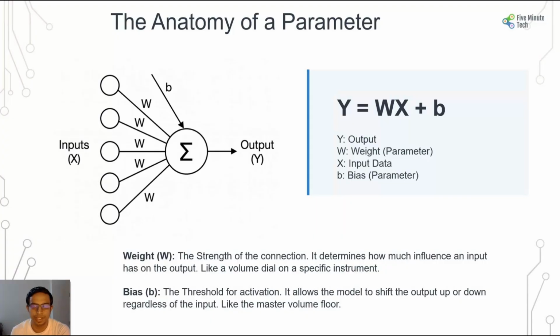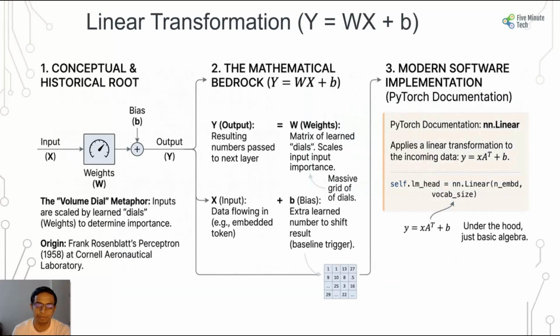You have the weights multiplied by your input data, and then you add some biases if there are any. Weights are basically the strength of the connection. They determine how much influence an input has on the output, like a volume dial on a specific instrument. Similarly, the bias is a threshold for activation. It allows the model to shift the output up or down regardless of the input, like the master volume floor. So this is basically the parameter anatomy.